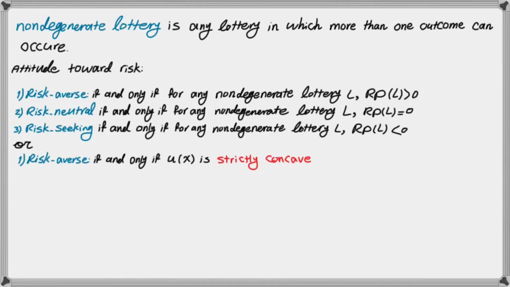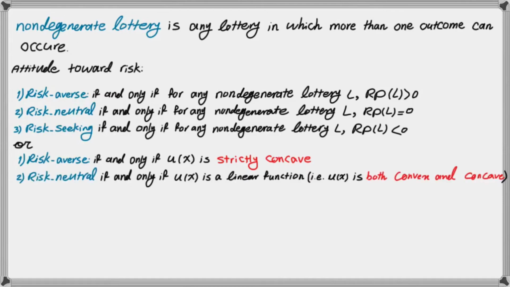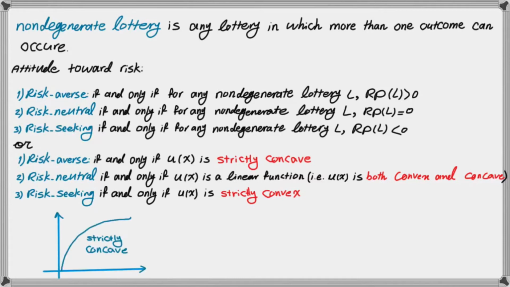We can also associate this behavior with the shape of the curve that you observe when you set up the utility function. If a person is risk-averse, then their utility function is strictly concave, and if risk neutral, then it's a linear function. It basically is both concave and convex at the same time. And if it's a risk-seeking person, the utility function is strictly convex. So this is a strictly concave graph. For a strictly concave graph, the second derivative is negative.